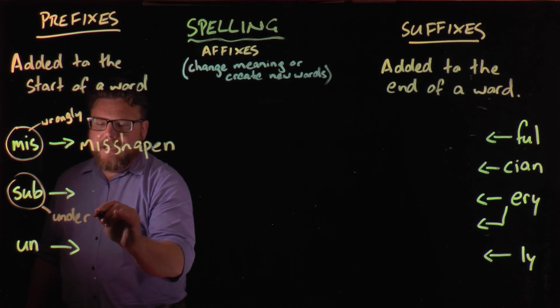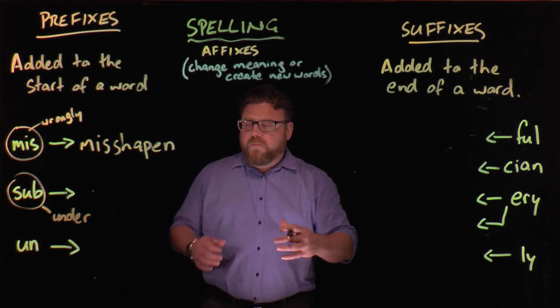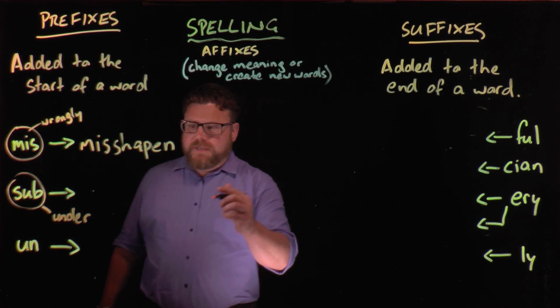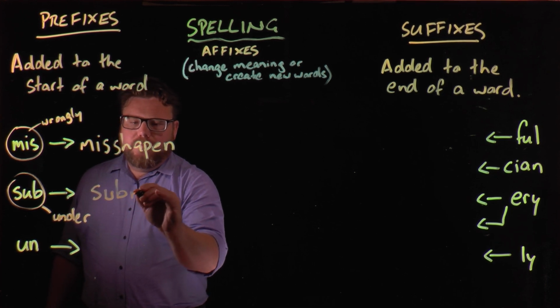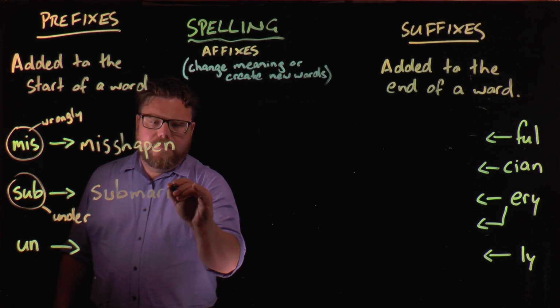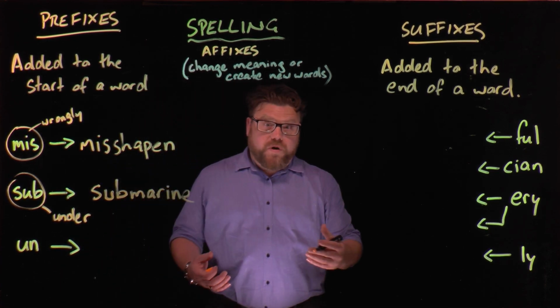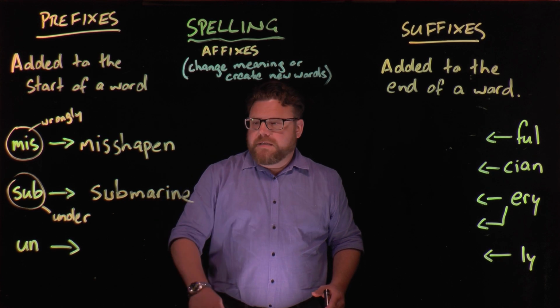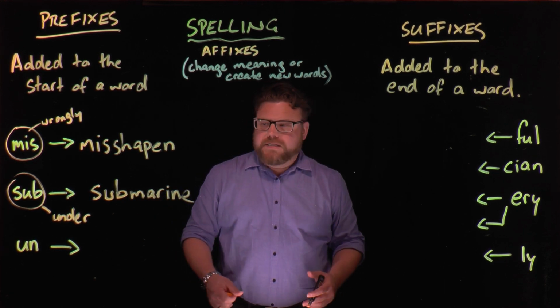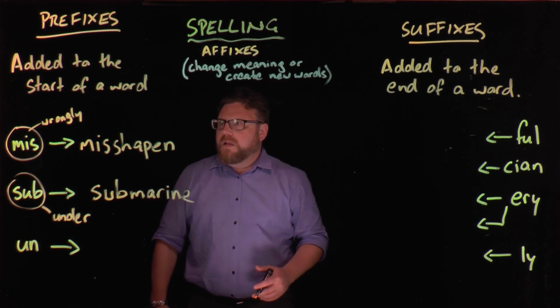Another prefix is sub, and sub means under. So when we put sub in front of a word, we're indicating that it's under. For example, if we put sub in front of the word marine, well, marine means the sea, and so under the sea. So a submarine goes under the sea, submarine.